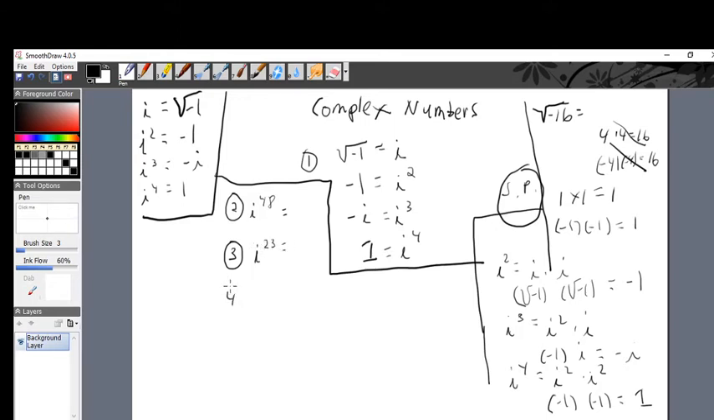Problem number 4, what is i to the 50? And problem number 5, what is i to the 45?